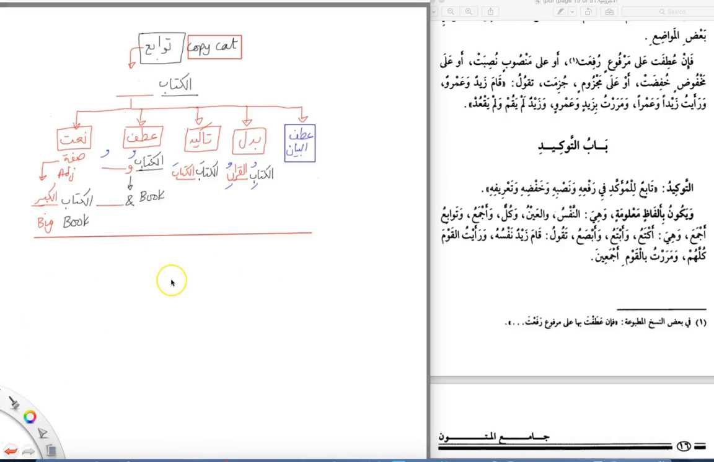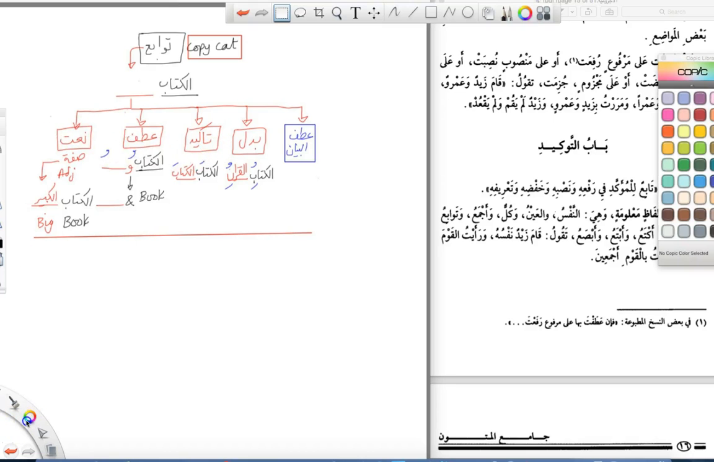Right, let's continue. This is lesson number 14 of Ajurrumiyyah. And we've been talking about tawabi'. So tawabi' are those words in Arabic which we call copycat vowels. They simply take a vowel from another word that comes before it somewhere and they borrow that vowel. So these are known as tawabi'.